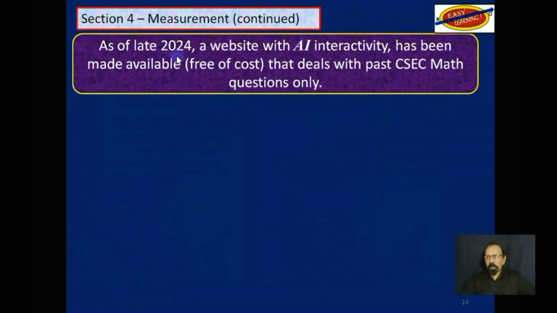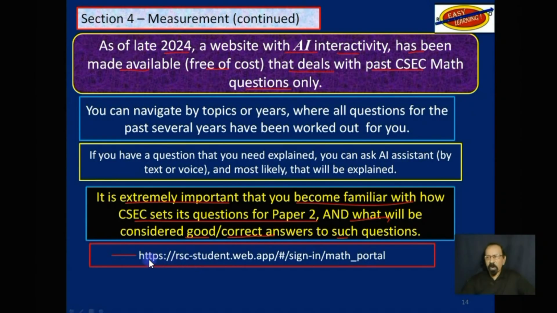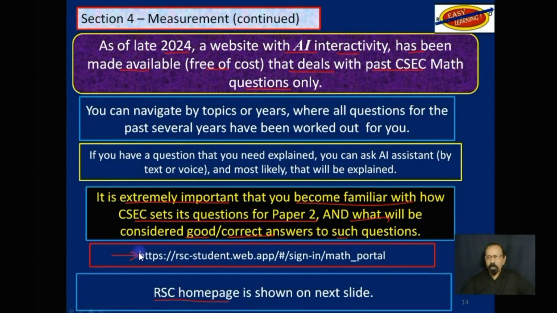Also, as of late 2024, a website with AI interactivity has been made available free of cost that deals specifically with past CSEC math questions from paper 2. It is extremely important that you become familiar with how CSEC sets its questions for paper 2 and what will be considered good or correct answers to such questions. This is the URL for that website. On the next slide, I will show you what the home page looks like.